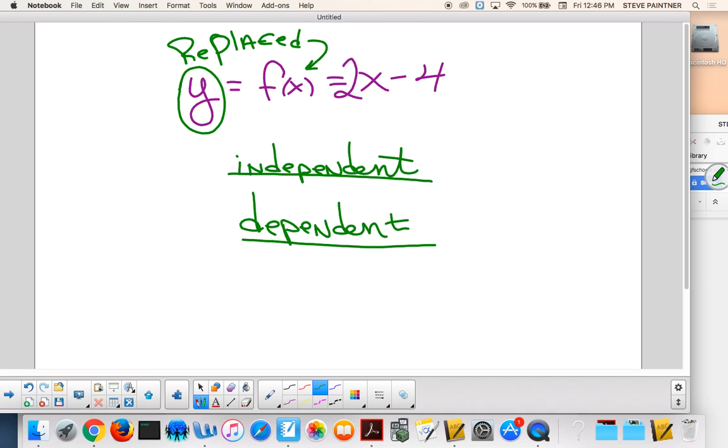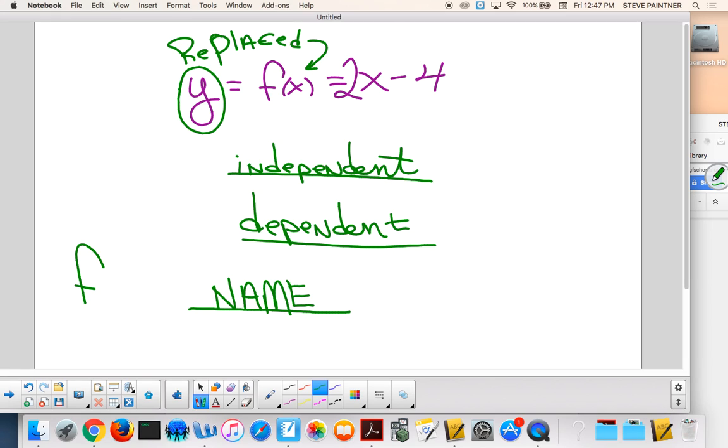X is the independent variable. Okay, now please follow this. F is the name of the function. And F is just a very common letter they use, F of x. Why do they use F? Function. Well, it's a function. F, function starts with F.